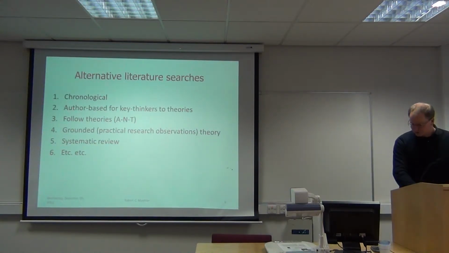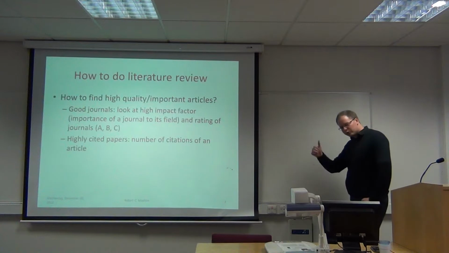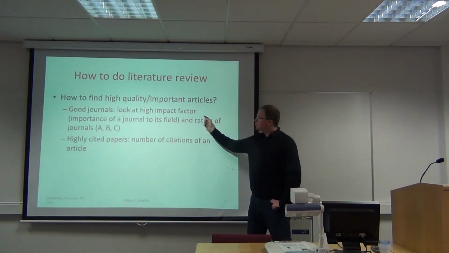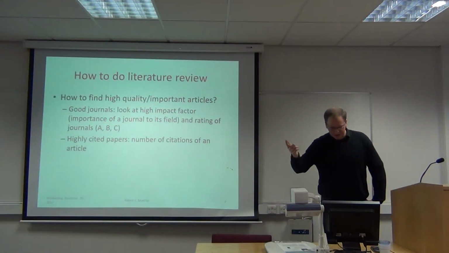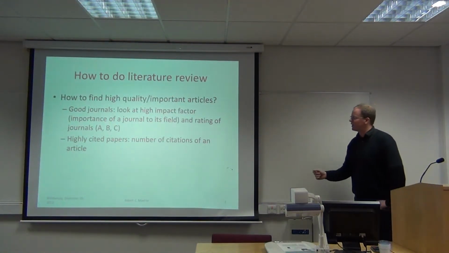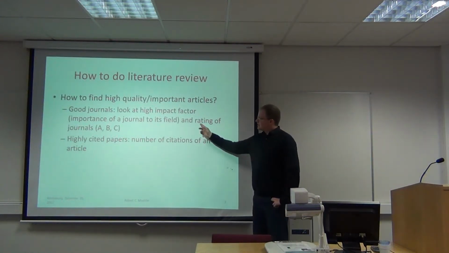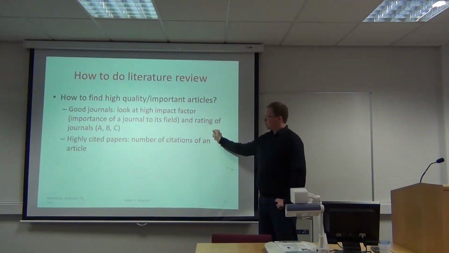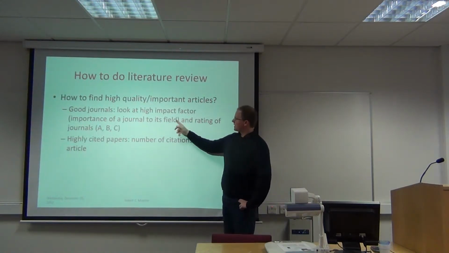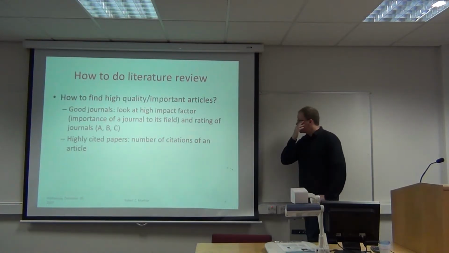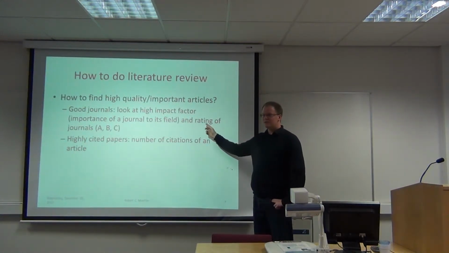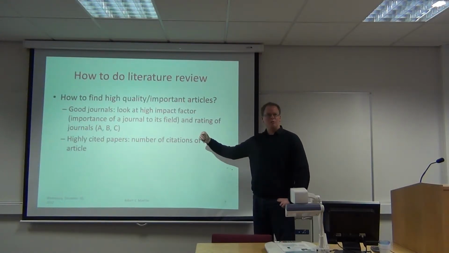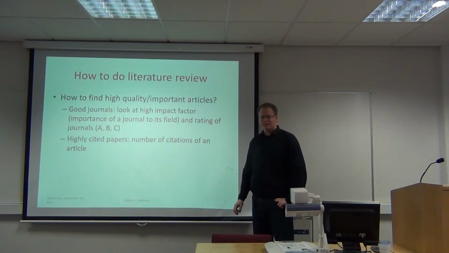Now let's have a look at the practical implications. How do we find good literature? And how do we identify what's meaningful to us? High quality, important articles, of course, or good journals, this is what we are after. This is the official answer that I'm supposed to give you. Look at high impact factors, importance of the journal to its field, and ranking of journals. How do we find this? Does anybody know this? This is kind of difficult. How would we find out something like that?